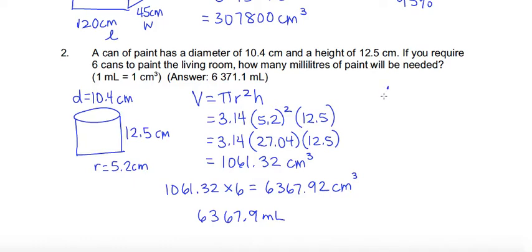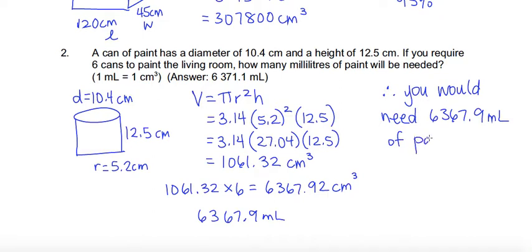So the last thing I need is a therefore statement. So therefore, you would need 6,367.9 milliliters of paint for the living room.